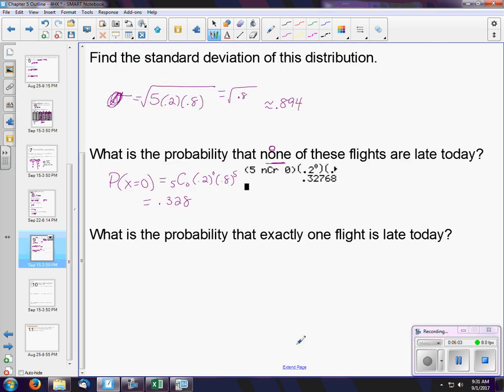What if instead we asked for the probability of exactly one flight being late? Well, then we can repeat that formula, but replace 0 with 1. We're looking for the probability that x is equal to 1, which means we have 5 choose 1, 0.2 to the 1, 0.8 to the 5 minus 1, which is 4.